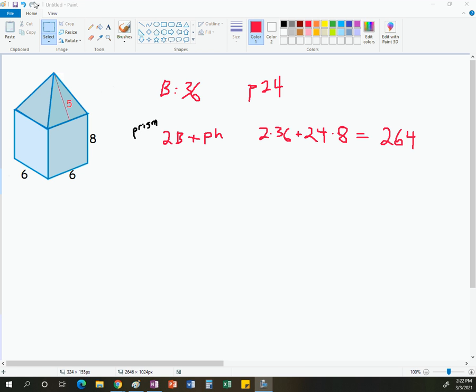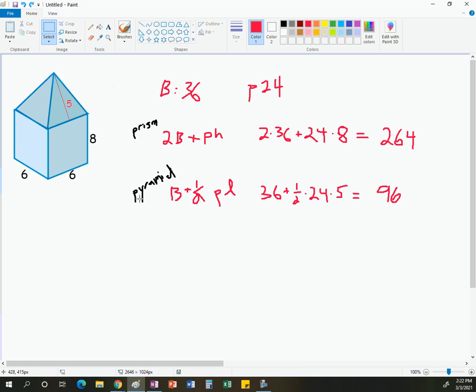Then we move on to figuring out the pyramid. Our formula for the surface area of the pyramid, forgive my handwriting here, is base plus 1/2 times perimeter times height. We have the same base, 36. The perimeter is still 24. And now for height, we're using the slant height for the pyramid, so that's going to be 5. So we plug all that stuff in, we're going to end up getting 96.